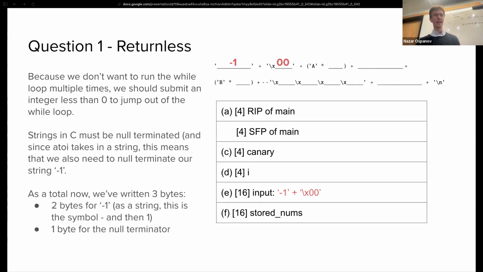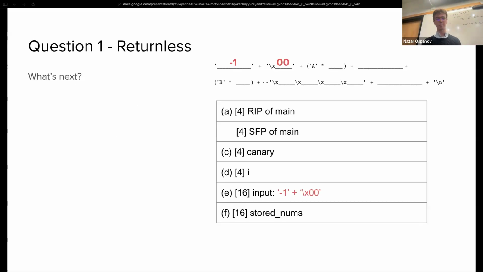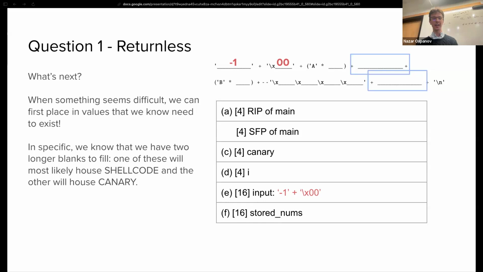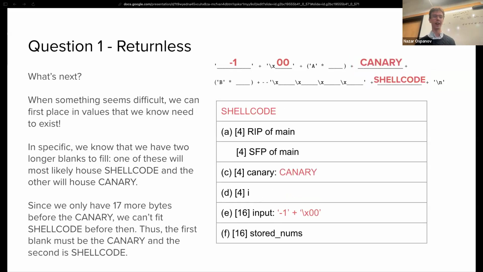Now, as one of the students pointed out, it's just pattern matching from this point. We have two values, canary and shellcode. So where do they go? Probably over there. We have to put the canary first and the shellcode right above the RIP.